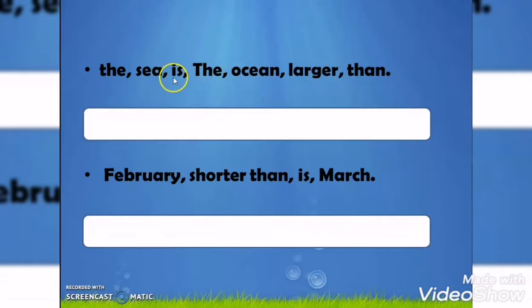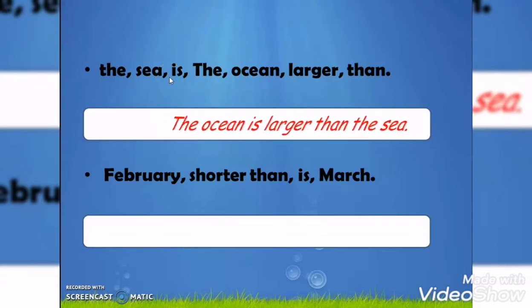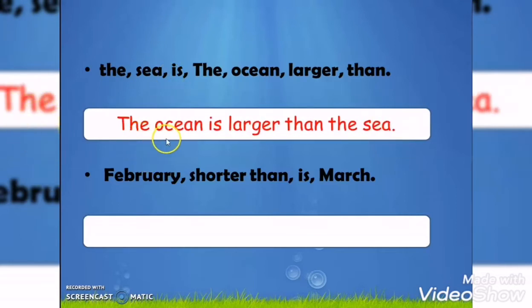The ocean is larger. After the adjective word larger, what should I add? I should add than whom? Than the sea. So the sentence is, the ocean is larger than the sea.